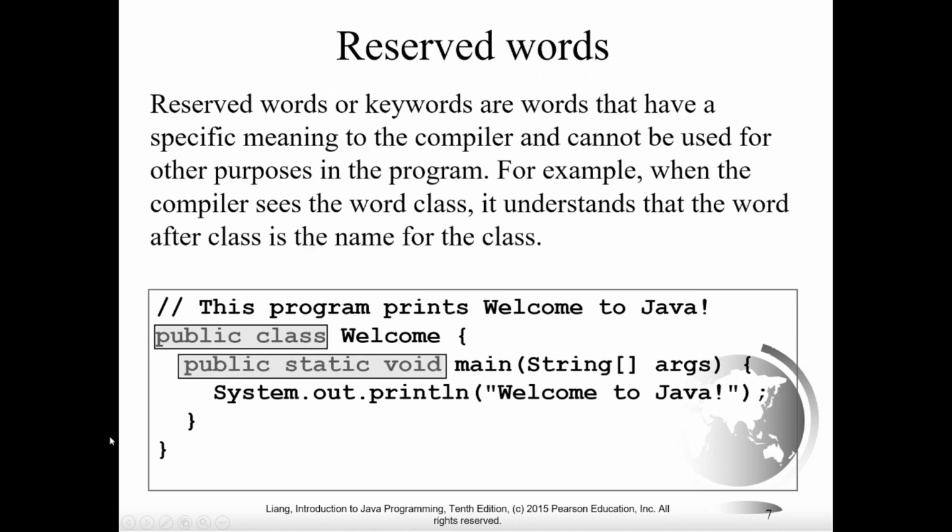Reserved words are words that have a specific meaning to the compiler and cannot be used for other purposes in the program. You need to have this set of words written so that you could make the program work. For example, when the compiler sees the word class, it understands that the word after class is the name for the class. It's very important that these words are also case sensitive.